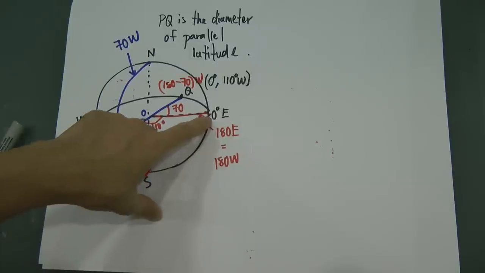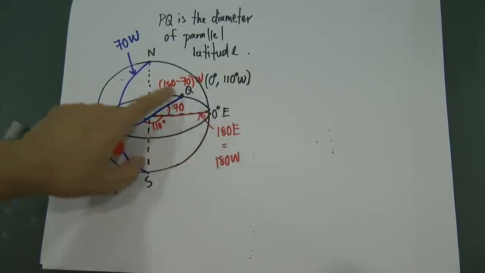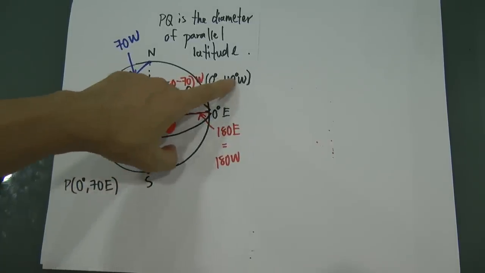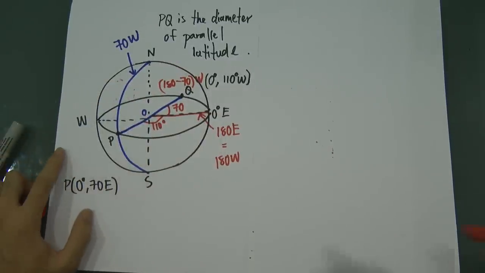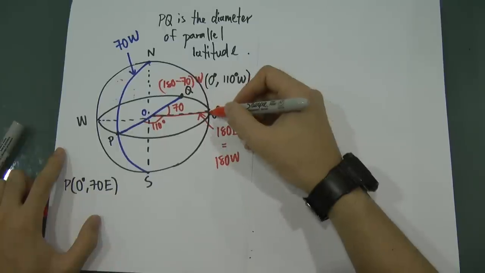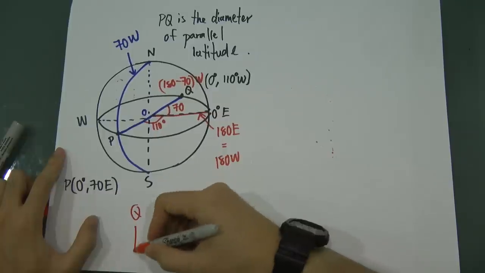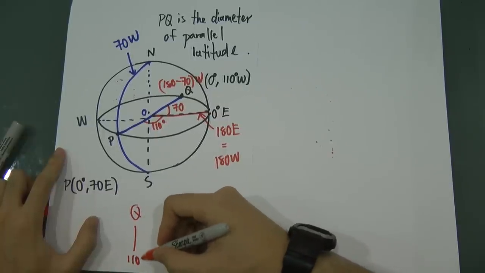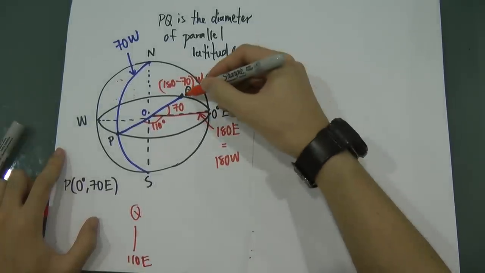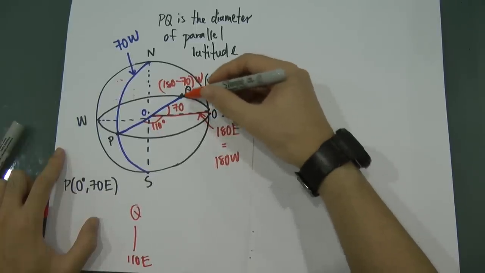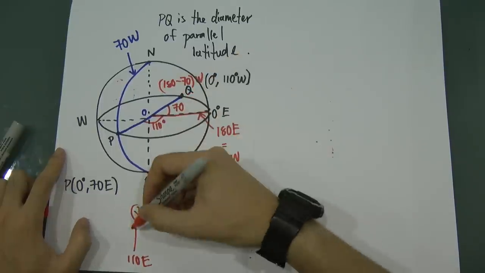You might have a question: why can't I just minus this one and become 110 east? If you write 110 east, you can check something like this. If this one is Q and you write 110 east, now I want to move back 70 degrees to the west. At Q, you have to move back 70 degrees to the west.